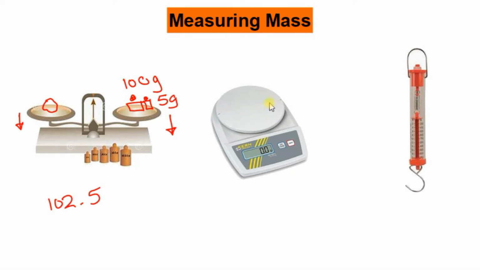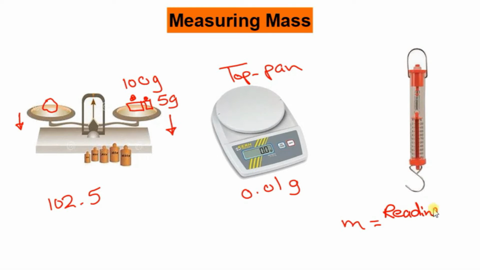The top-pan balance would give us a reading that is accurate up to 1/100th of a gram, but still we cannot use it on a different planet. We can't use it on the moon. If I need to record the reading using the Newton meter, I have to calculate the mass by simply dividing the reading in newtons by 10, which is the free fall acceleration.